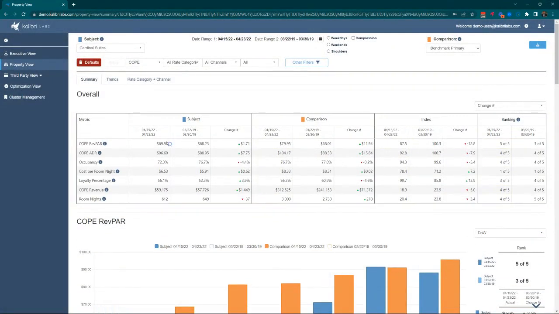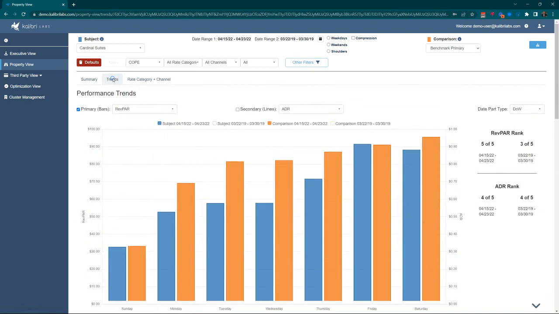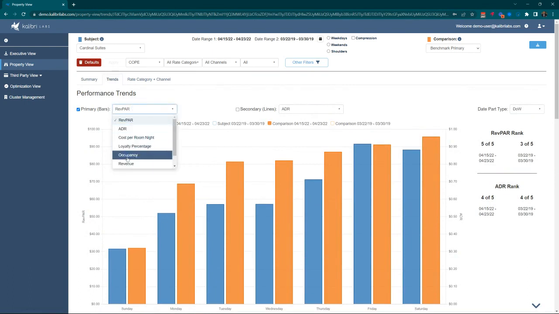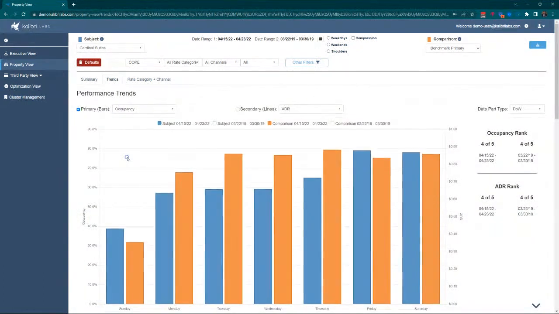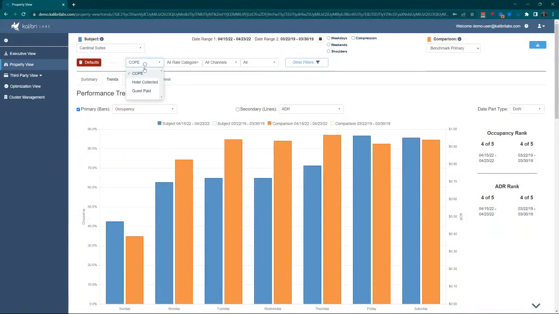Next up, I'm going to maneuver to the Trends tab to start to pull in a couple KPIs that really help us to analyze demand changes. The first drop-down menu, I'm going to pull in occupancy. And as I start to set up my ADR, I'm going to move us over to guest paid. That is exactly like it sounds, what the guest actually paid when they made the reservation.